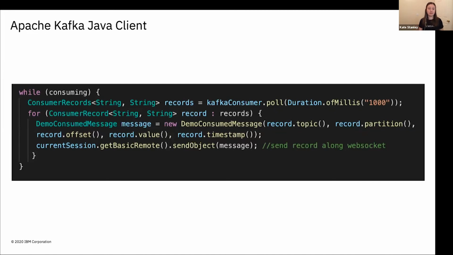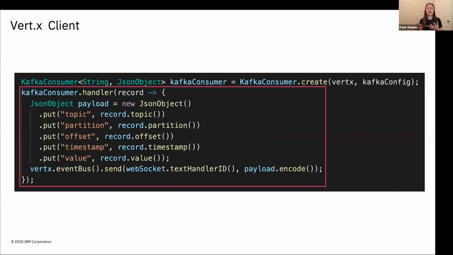What frameworks like Vert.x allow you to do is to set up a handler instead. So here we've passed off the task of doing the polling to the underlying Vert.x client, and we just provide a handler that gets called every time a new record comes in. This allows you to build your applications in a much more reactive way. Your code is literally reacting to the stream of events that is coming in.